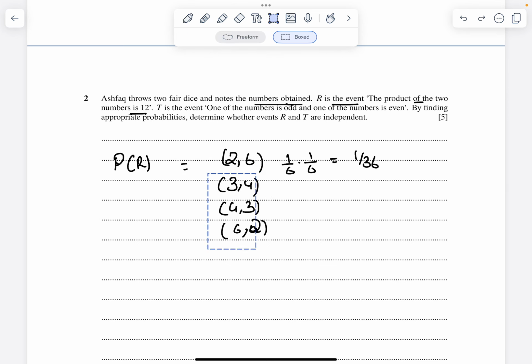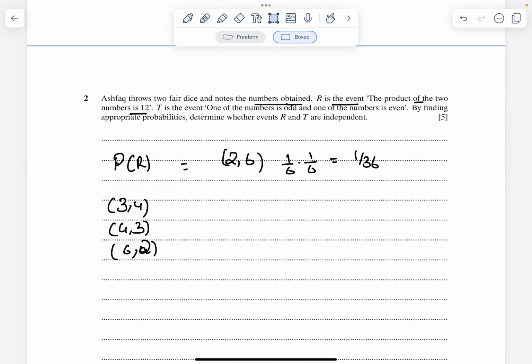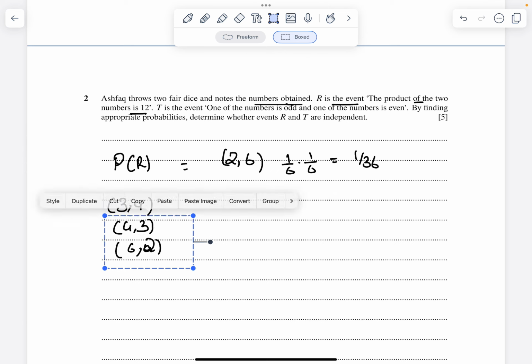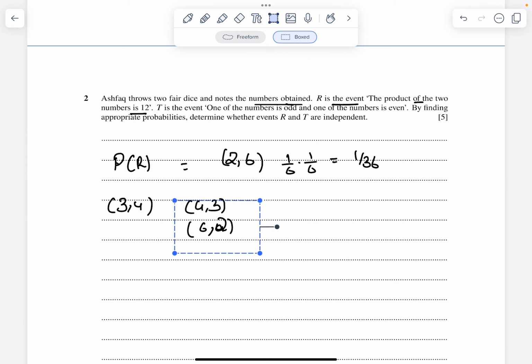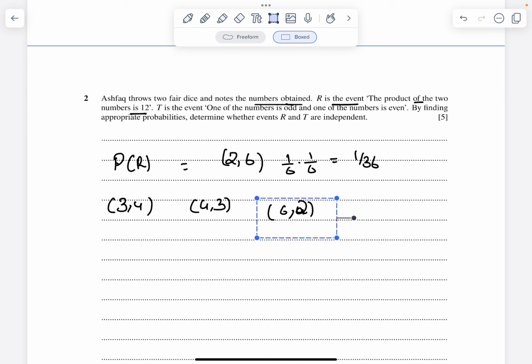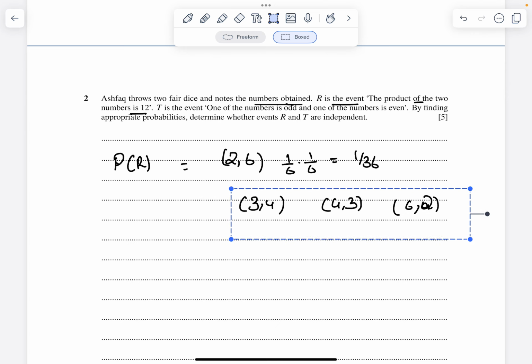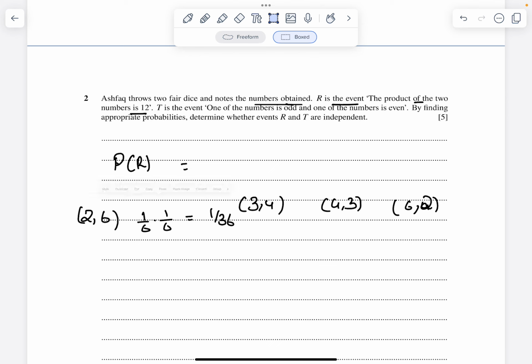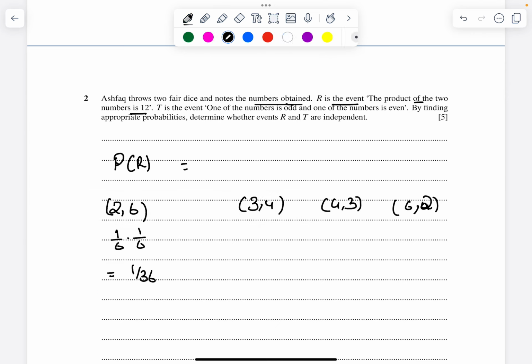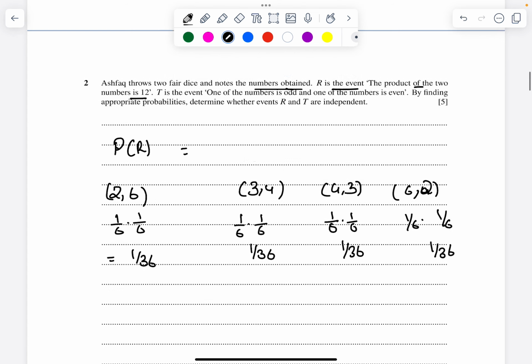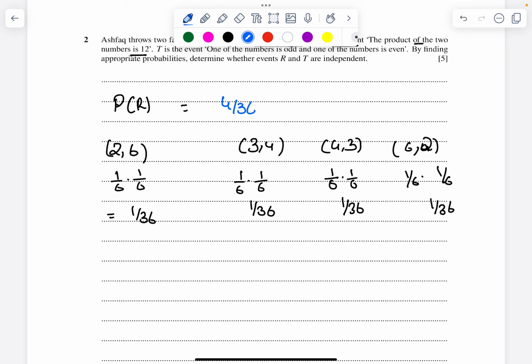So for each one, it's going to be 1 upon 36. For each of them, it is 1 upon 6 times 1 upon 6, which is 1 upon 36. So totally, it's going to be 4 upon 36.